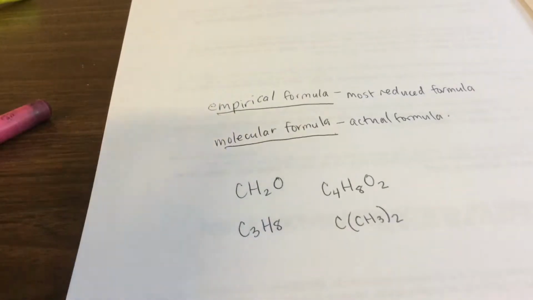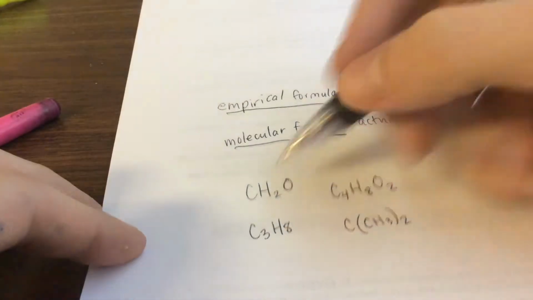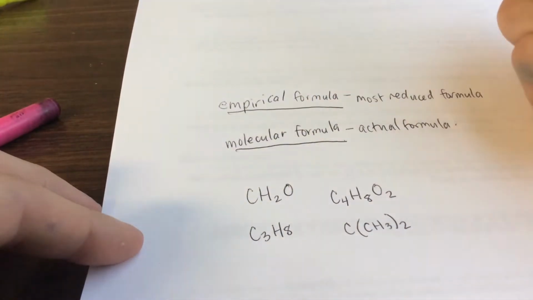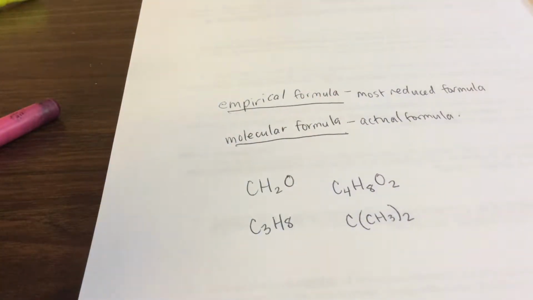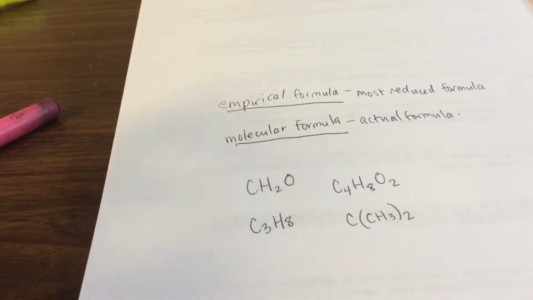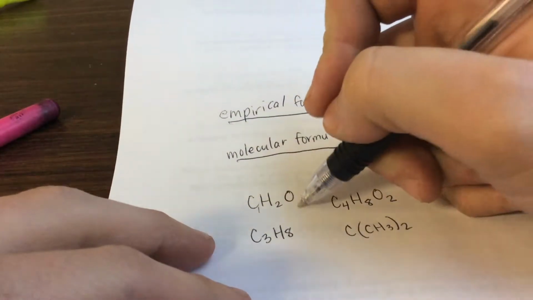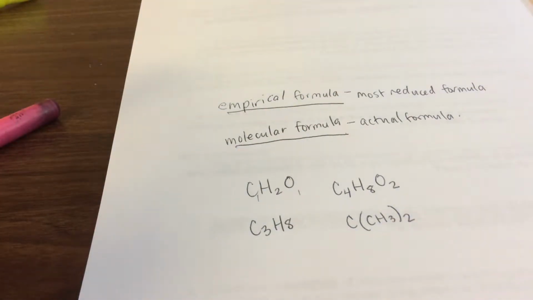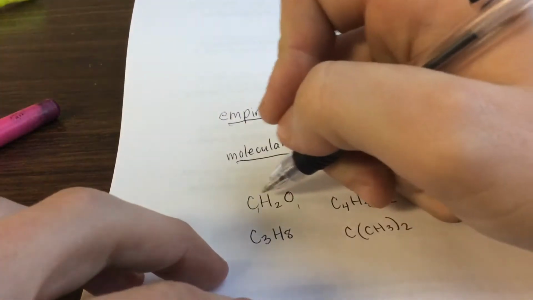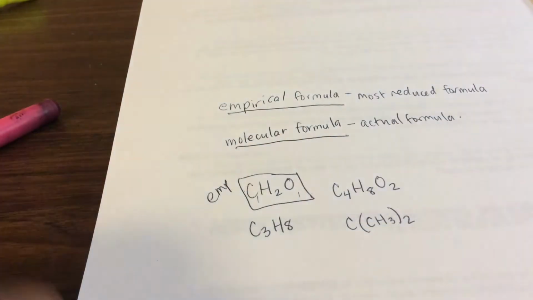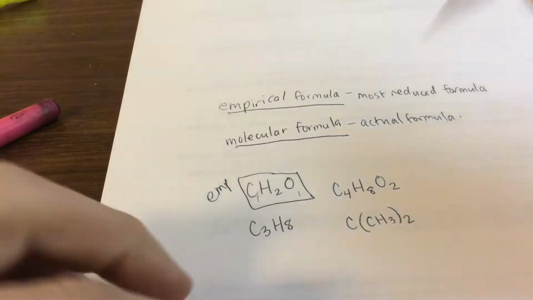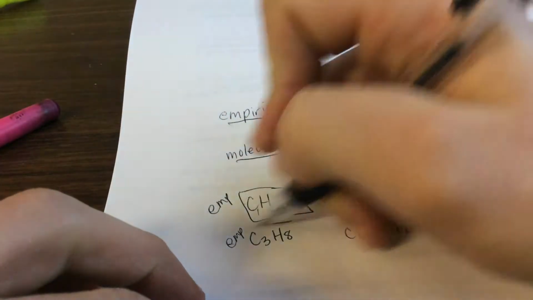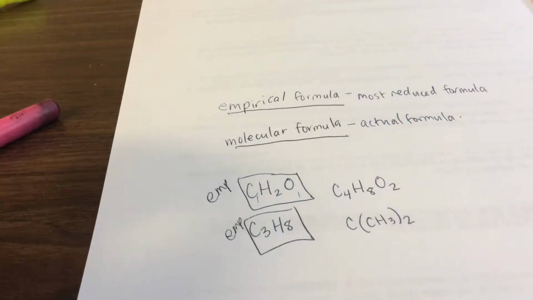So if you look at these few examples here, the first one, CH2O, that's as reduced as you can get. You can't divide that by anything more. The two, carbon and oxygen, have a 1 subscript there. Hydrogen has a 2. So that can't be reduced. So that's the empirical formula for that molecule. This is an empirical formula. Nothing can be reduced. 3 and 8 aren't divisible by each other.